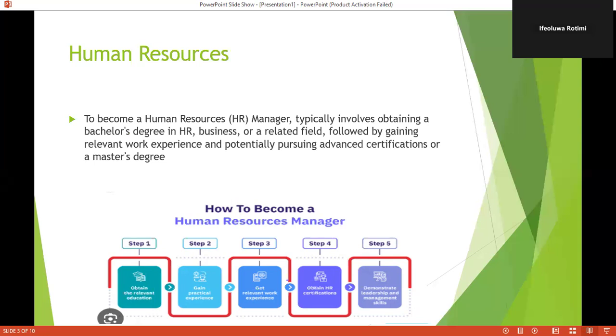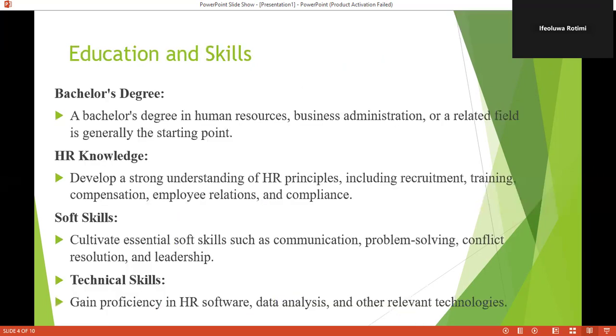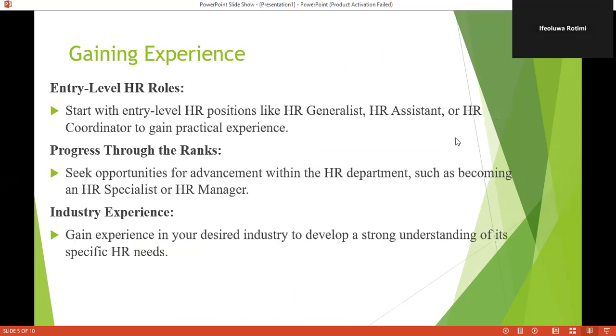So the steps are: obtain the relevant education, gain practical experience, get relevant work experience, obtain HR certification, and demonstrate leadership and management skills. Also, being an HR, we must demonstrate leadership and management skills in order to become a full-grade HR personnel. Then, educational skill. It can be a bachelor's degree in human resources, business administration, and other related fields.